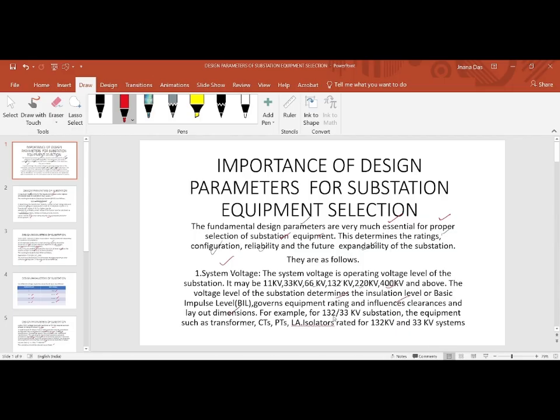For example, for a 132 by 33 kV substation, the equipment such as transformer, CTs, PTs, isolators, and lightning arrester is rated for the 132 kV and 33 kV systems.